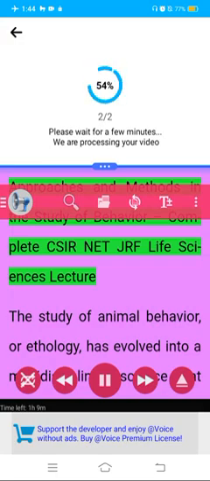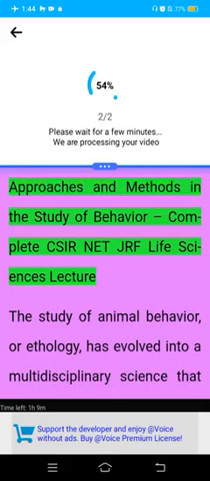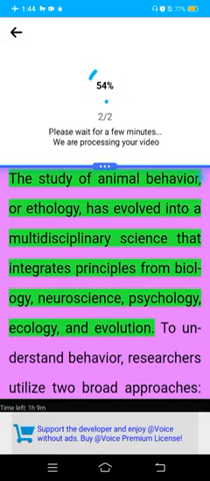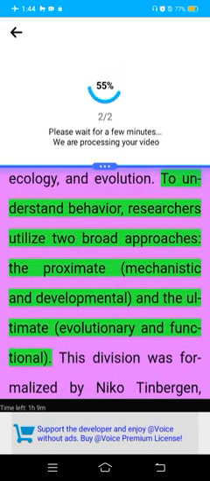Approaches and methods in the study of behavior. Complete CSIR-NET JRF Life Sciences lecture. The study of animal behavior, or ethology, has evolved into a multidisciplinary science that integrates principles from biology, neuroscience, psychology, ecology, and evolution. To understand behavior, researchers utilize two broad approaches: the proximate, mechanistic and developmental, and the ultimate, evolutionary and functional.